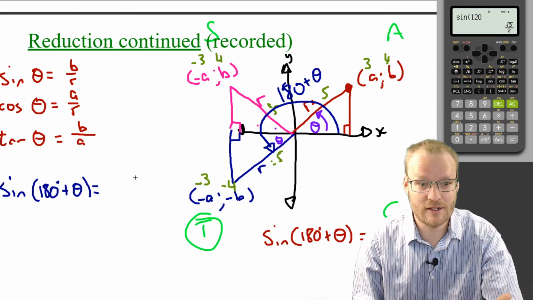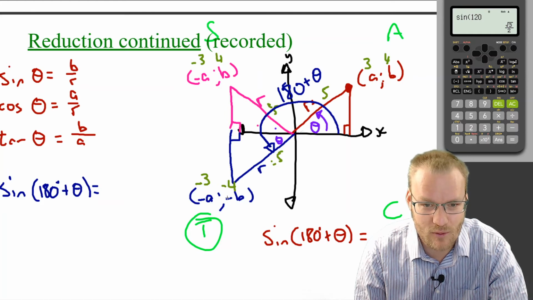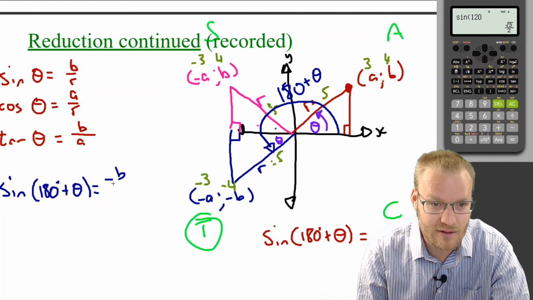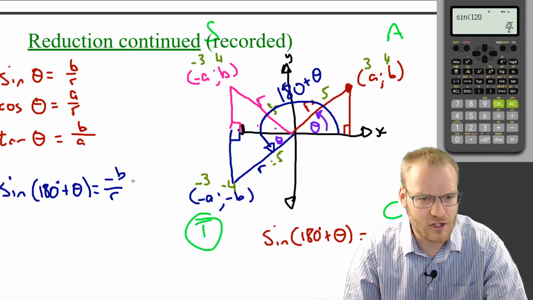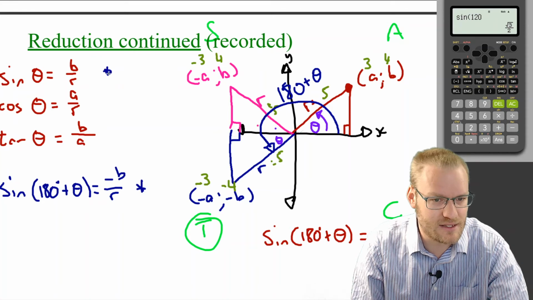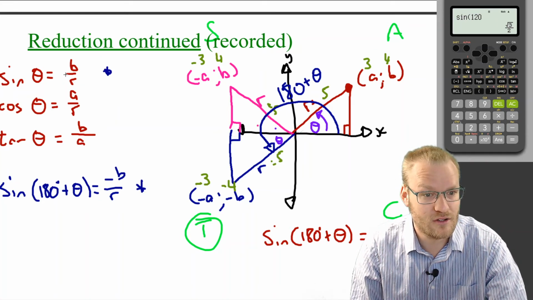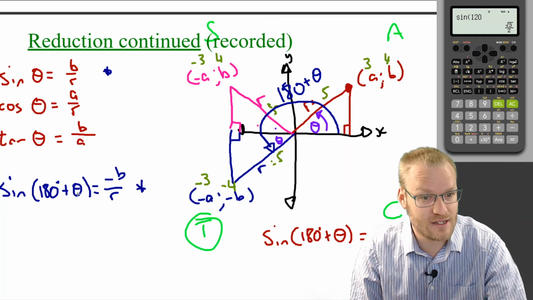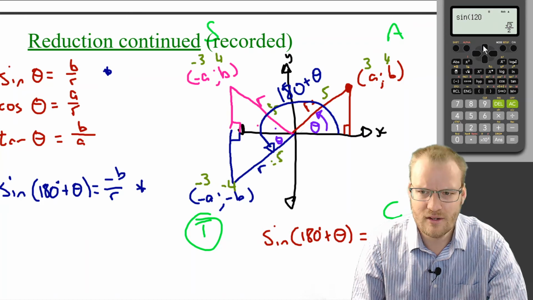So for 180 plus theta, it's Y over R. The Y value is negative b, and the R value is still R because it doesn't change. So in other words, this here looks the same as sine theta. The only difference is negative, positive. So in other words, sine of 180 plus an angle is the same as negative sine of that angle.